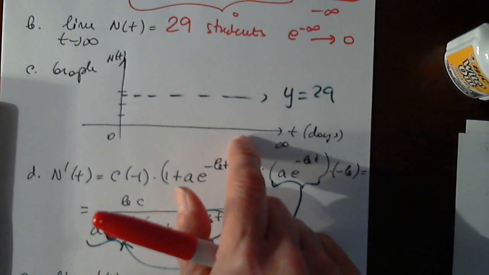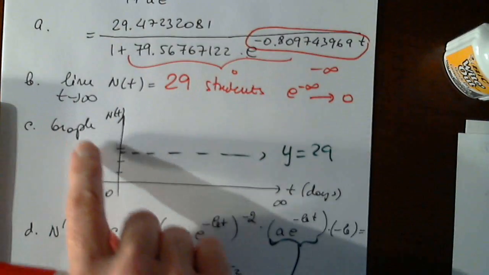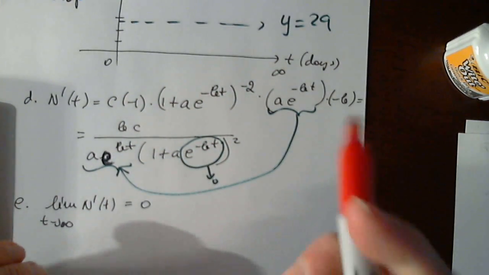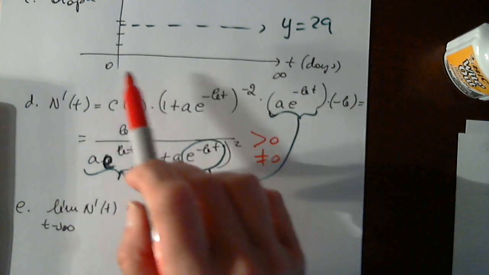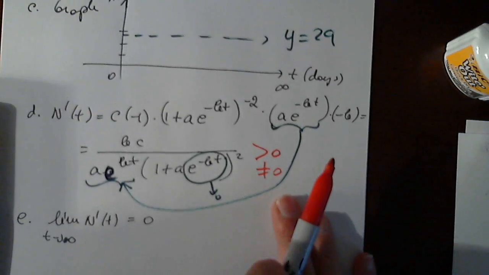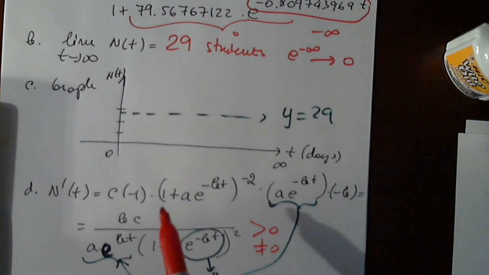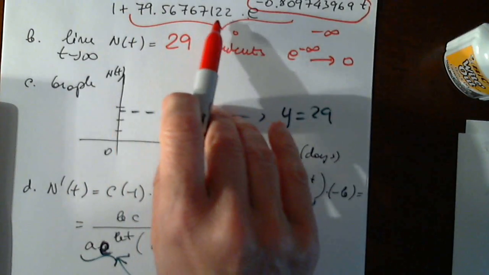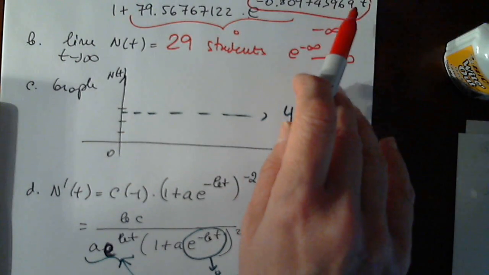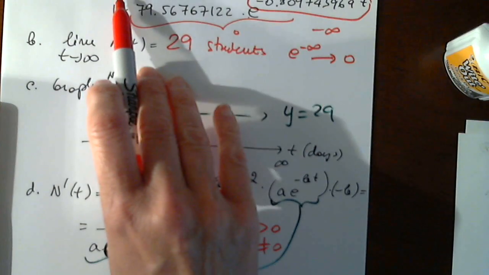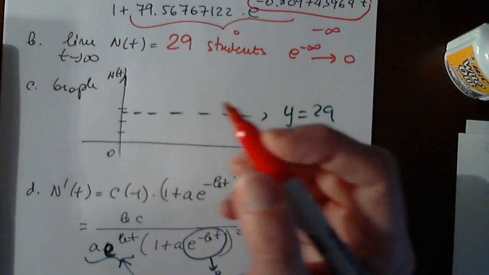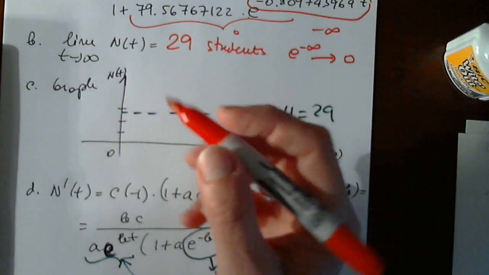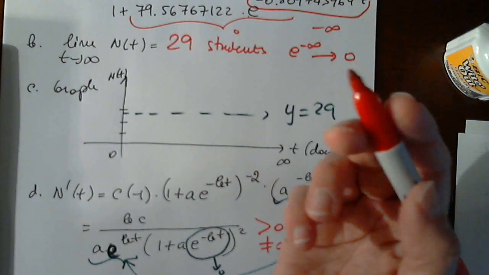So now here, in order to graph this function, I see that the derivative is a positive number, never 0. And I know the function will be always increasing. So when t is 0, what happens when t is 0? When t is 0, this is 1. So I'm dividing 29 by 80. So 29 divided by 80 is 0.3625. So when t is 0, the number of students is 0.